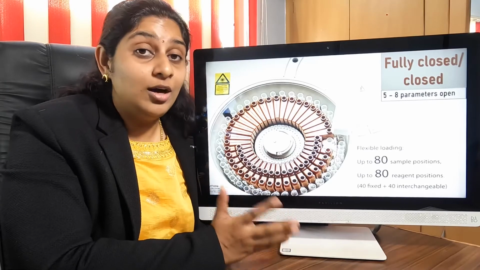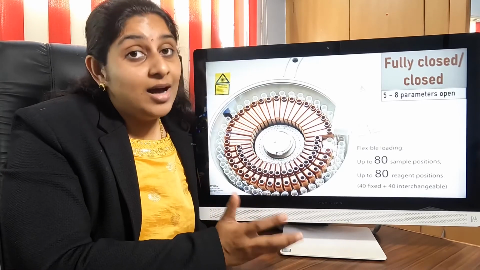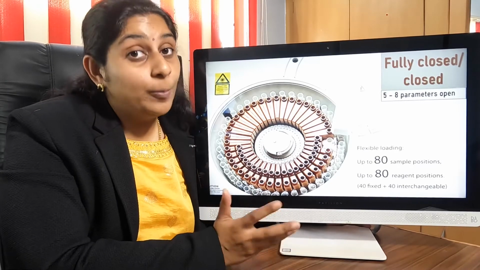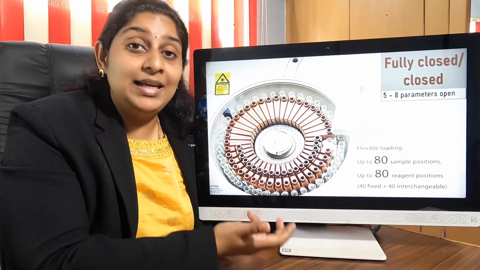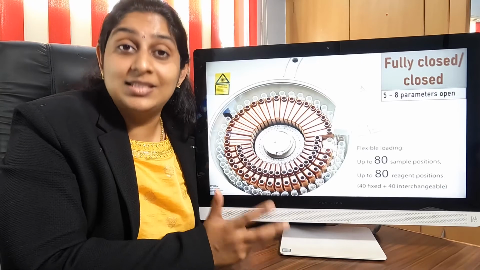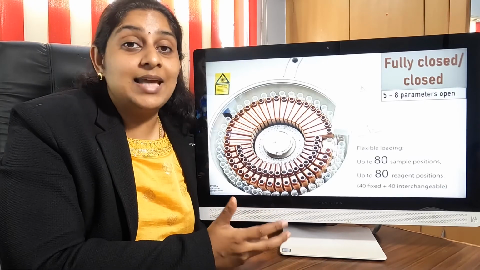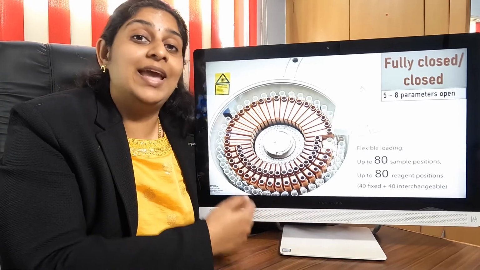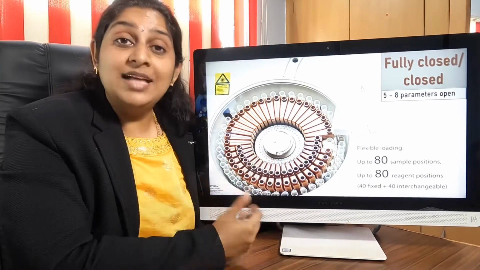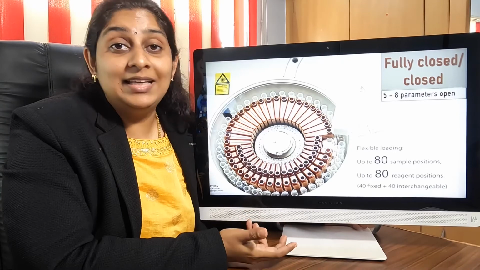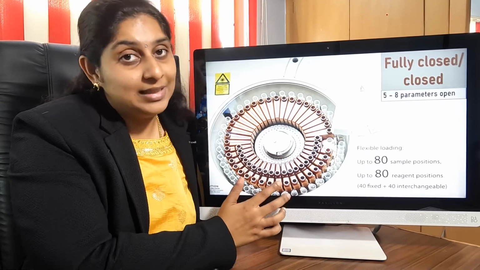In a fully closed system, they also give 5 to 8 open parameters. For example, tests like amylase and lipase don't have very good stability, so for these tests you can choose any company's reagents to run in your closed system also. Such a benefit is also being given for closed systems these days.